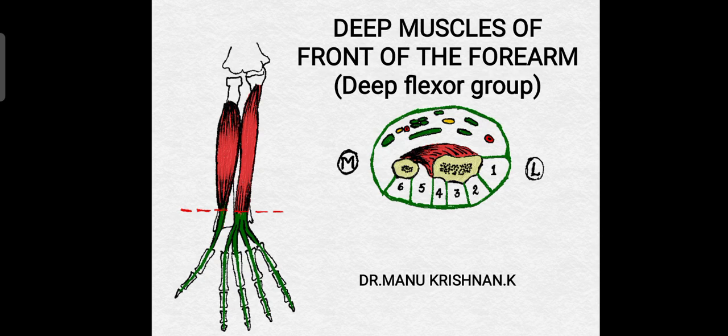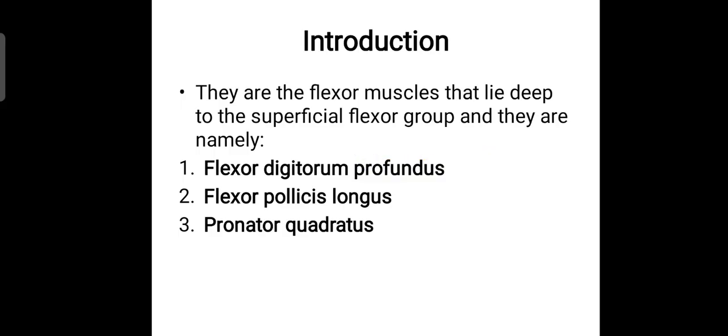Today we will be discussing the deep muscles of the front of the forearm. They are otherwise known as the deep flexor group of muscles. It includes three muscles, and we have seen the superficial flexor group in the previous class. There we had five muscles, and here in the deep muscle group we have three muscles. They are the flexor digitorum profundus, flexor pollicis longus, and the pronator quadratus.